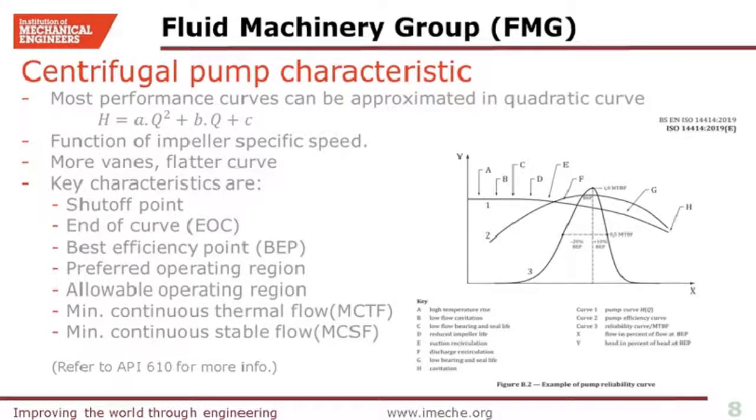Then we have minimum continuous thermal flow, which is defined by temperature rise. This is where the efficiency is low, where most of the exerted power turns into thermal energy rather than head. We have minimum continuous stable flow, which is defined by acceptable vibration limits. The figure in this slide is from ISO 14414, which shows some possible side effects or consequences when you're not running at or near BEP.